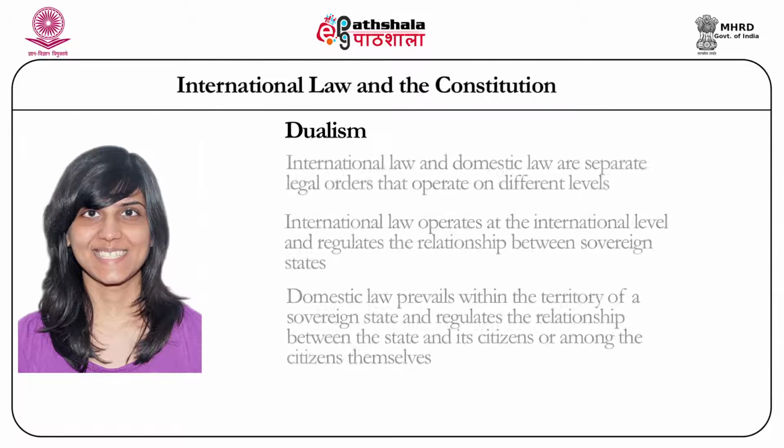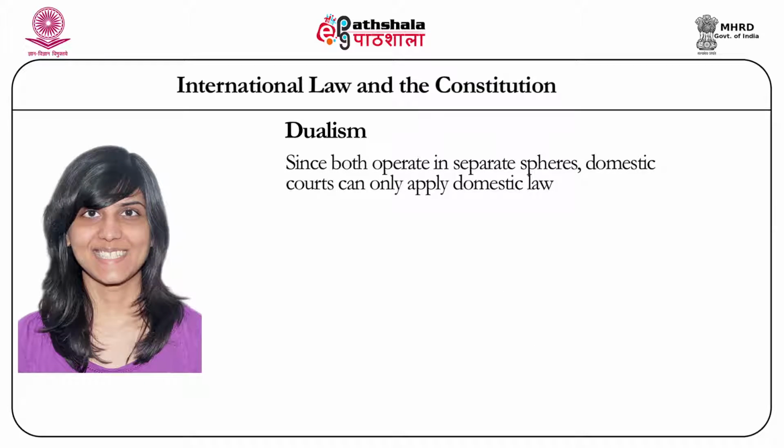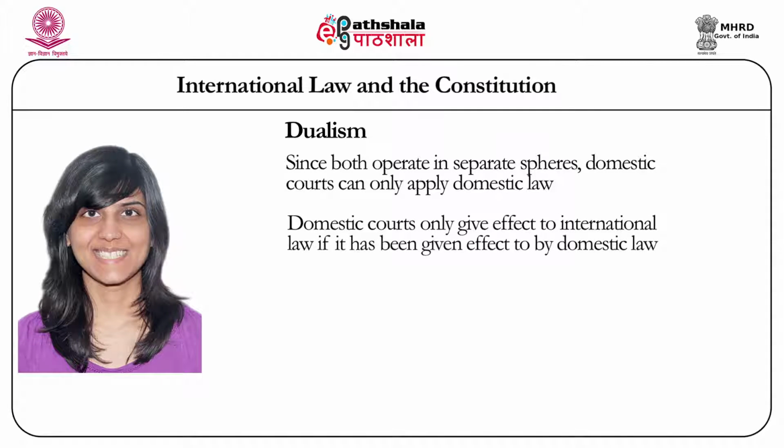to a legal dispute. Since dualists consider international law and domestic law to operate in different spheres, domestic courts can only apply domestic or national law. This means that national courts will only give effect to international law if it has been given effect to by domestic law. What effect does this way of thinking about the relationship between international and domestic law have on a state's international obligations? In order for international law to be made a part of domestic law, a domestic legislative or executive or judicial act is required.